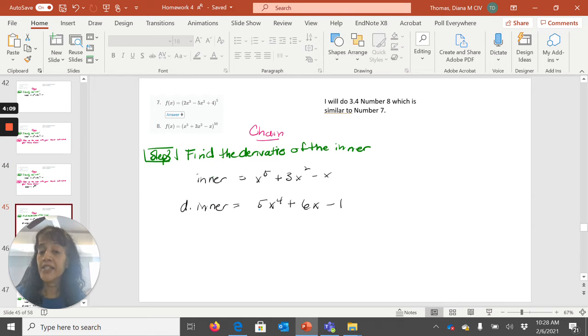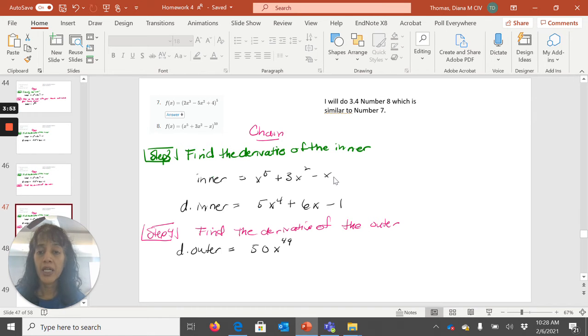Then I take the derivative of the inner. So 5x to the 4th plus 6x to the 1 minus 1. It's really 1x to the 0, which is 1. Then I find the derivative of the outer. Derivative of the outer is 50x to the 49th.